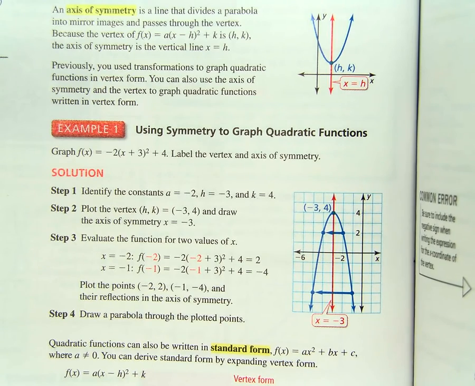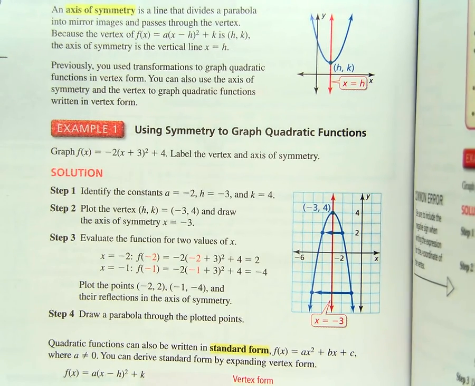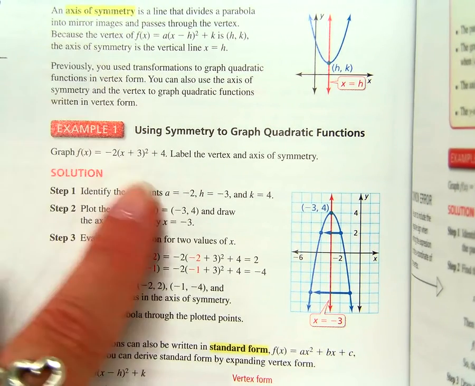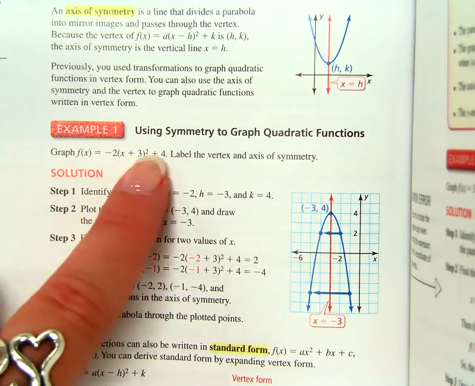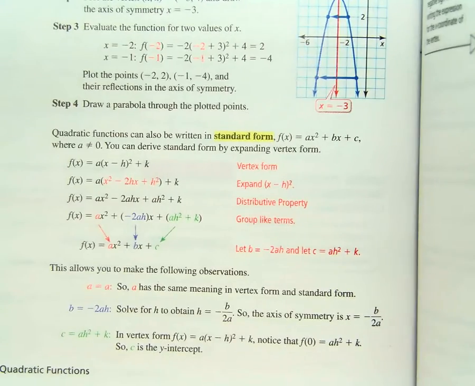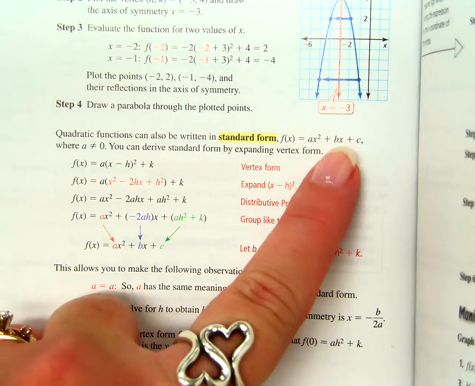No. Okay? Any questions? So, are you okay with a line or axis of symmetry? Are you okay with being able to graph from vertex form? Yes? Okay, look at standard form then. It's at the bottom of that page. Standard form. Quadratic functions can also be written in standard form. Remember, I already showed you that.